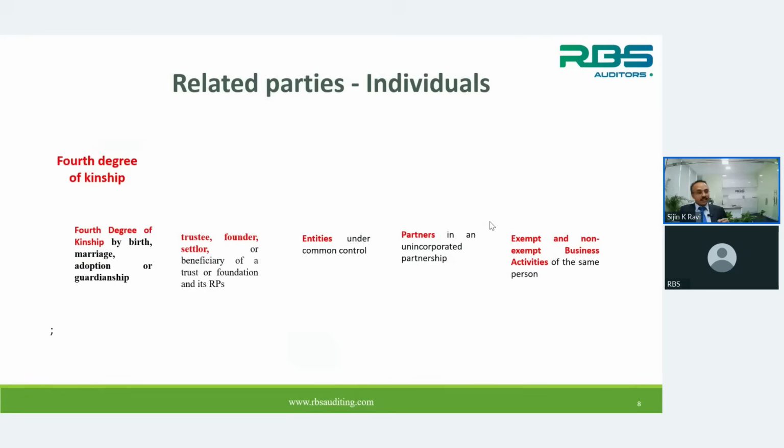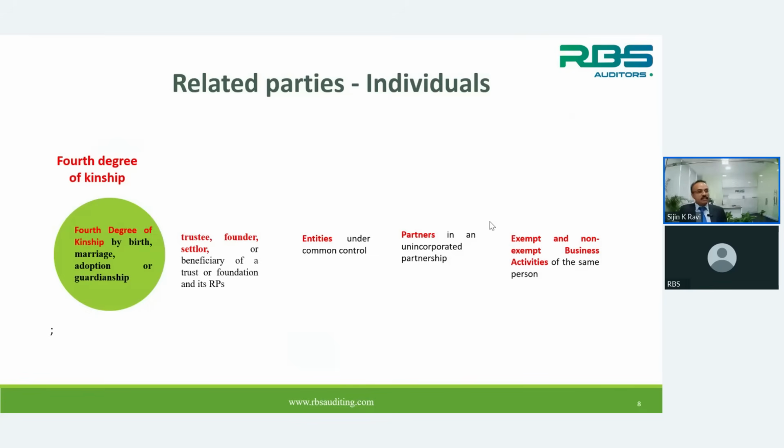Then who are the related parties for the purpose of an individual? We have two categories: one relating to individuals and the second relating to entities. The first is individuals, which covers up to the fourth degree of kinship by birth, marriage, adoption, or guardianship.